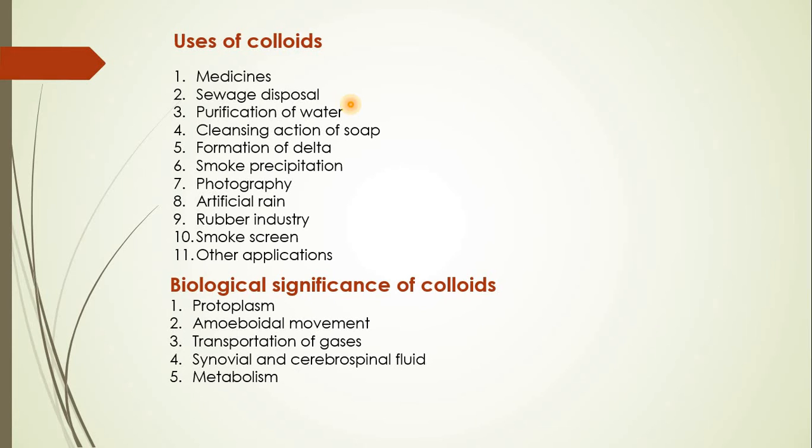These are also used in purification of water. The precipitation of colloidal impurities present in water can be done by adding certain electrolytes like alum, which is commonly used at our home, and the negatively charged colloidal particles of impurities get neutralized by the aluminum ions and settle down, and pure water can be decanted off.